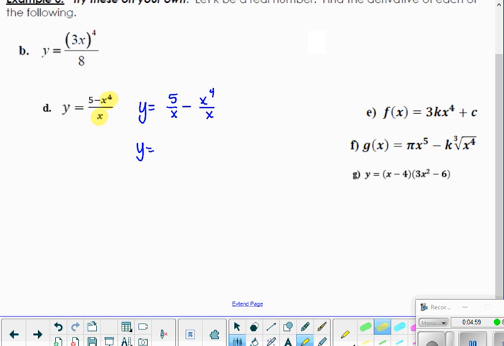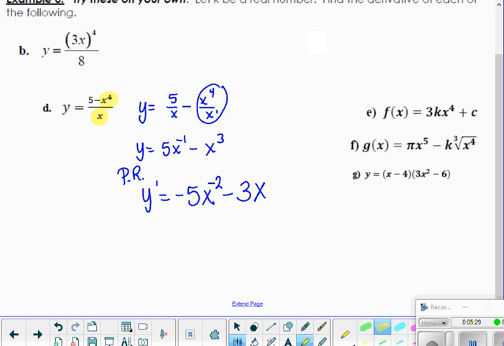It gives me y equals 5x to the -1 minus an x cubed. Power of 1 for that denominator, right? And when you have a quotient, you subtract the exponents. Now let's proceed with our power rule and get y prime equals negative 5 x to the negative 2, so we subtracted a power, minus 3 comes down, x to what power? The 2, absolutely.